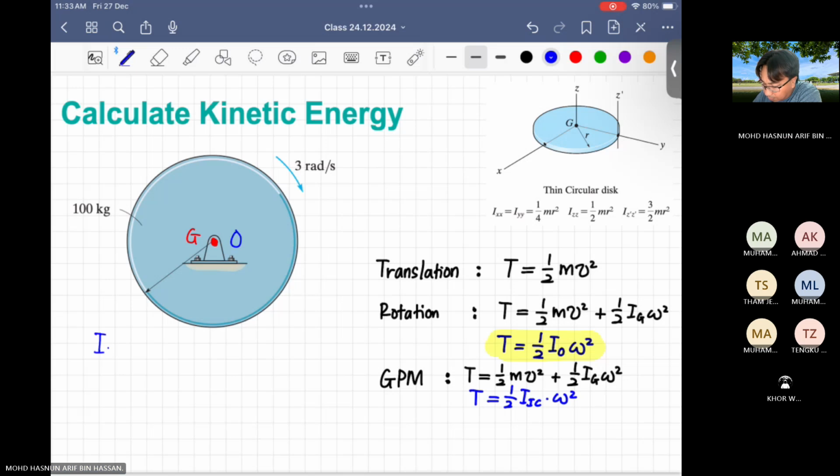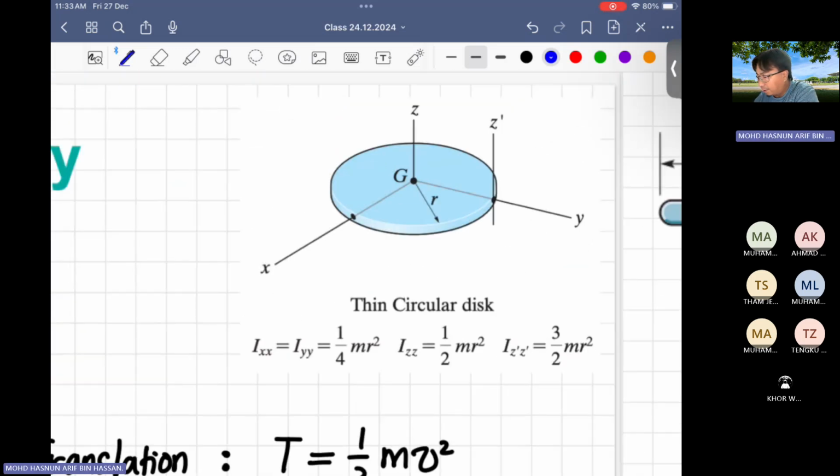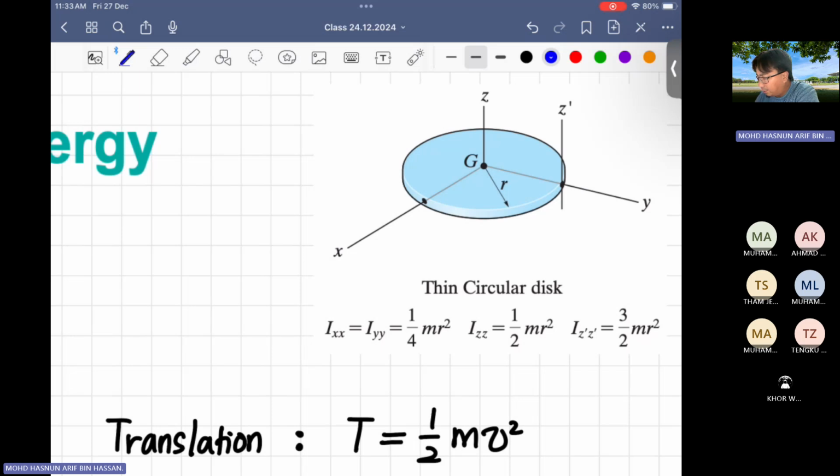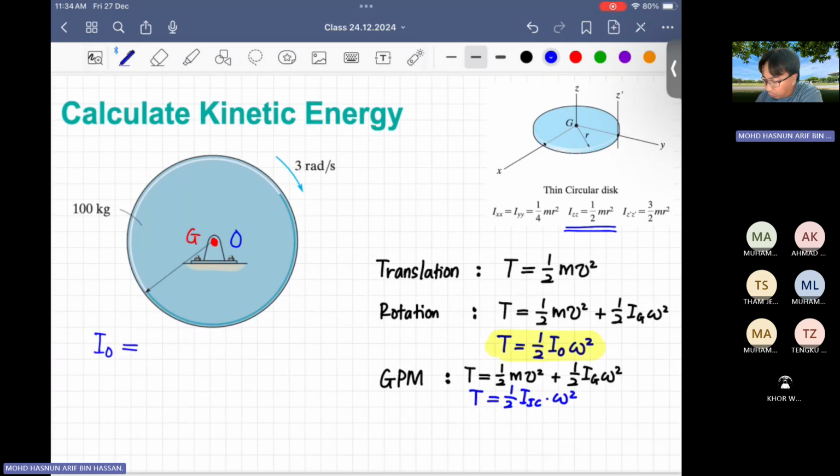IO is equal to, based on this thin circular disc, it is obviously IZZ. Right? It's IZZ. That is point O. So it is 1/2 mr square. So IO is 1/2, M is 100, and R, I think R is missing here.